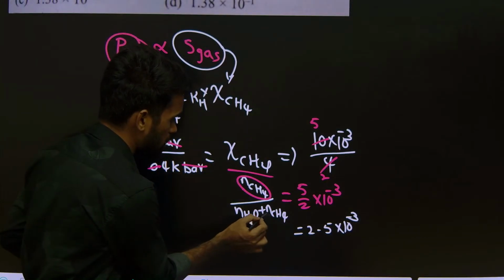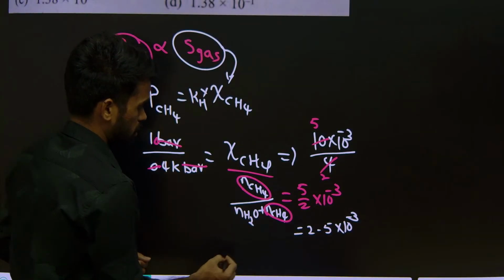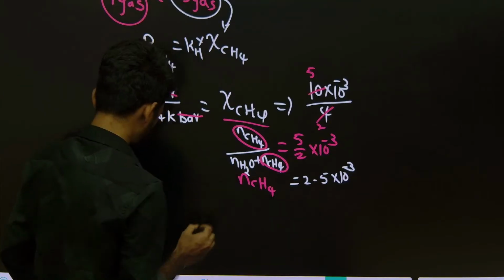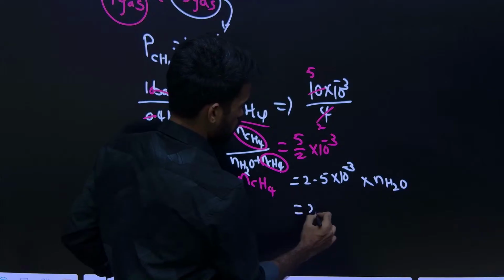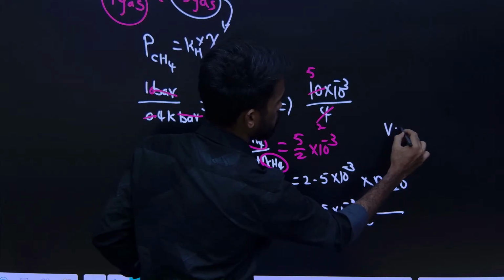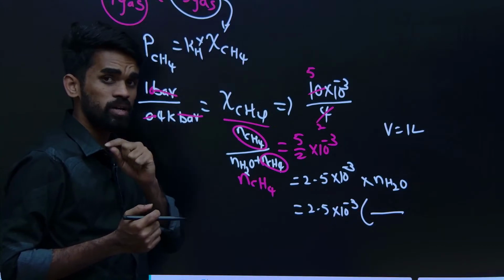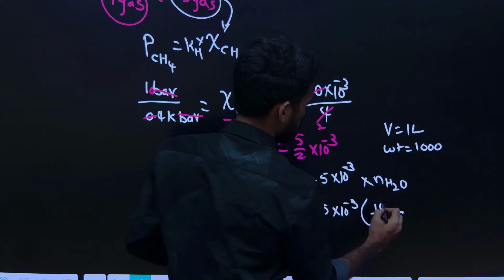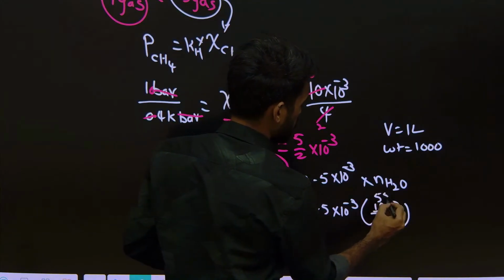So I can ignore the number of moles of methane in the denominator, because the number of moles of water is a very large amount, because 1 liter of water is mentioned. So number of moles of methane by number of moles of water is there now. I am sending this water to this side, n H2O, that's it, done. 2.5 into 10 power minus 3, and you can write, given 1 liter solution, considering volume 1 liter and density as 1 gram per ml, it will be giving weight as 1000 grams. So here 1000 grams by 18. This will be giving us 55.55.